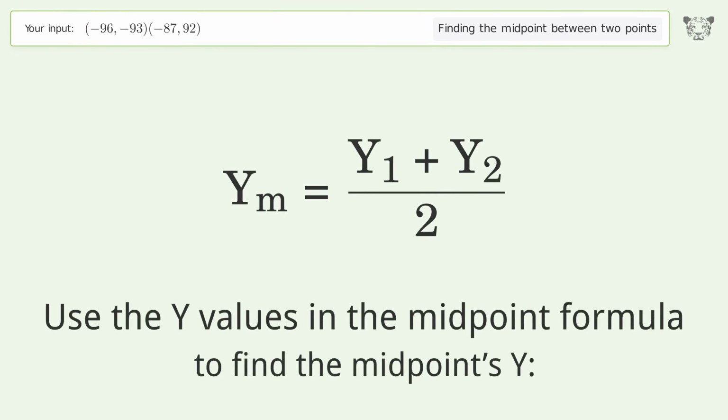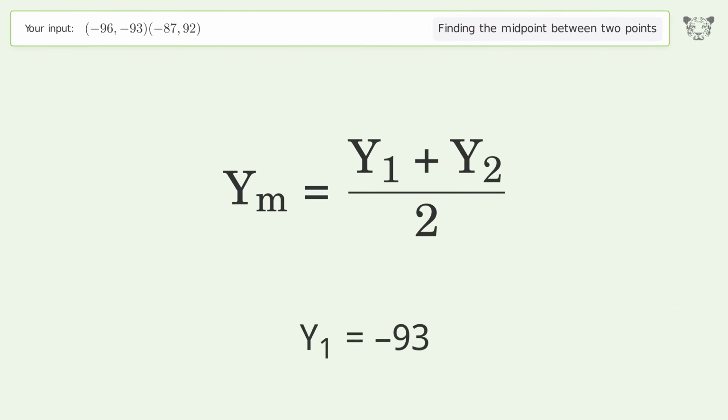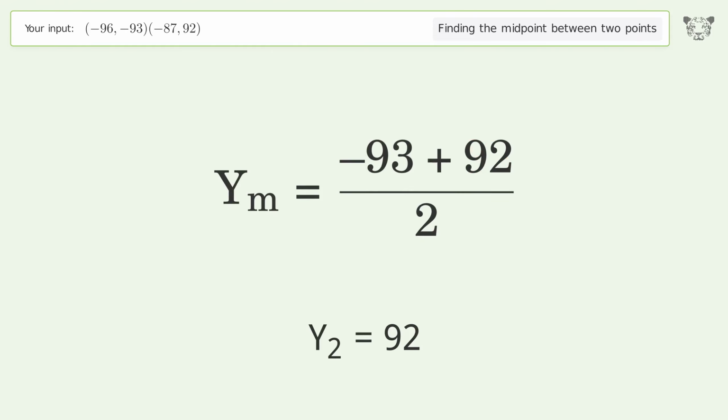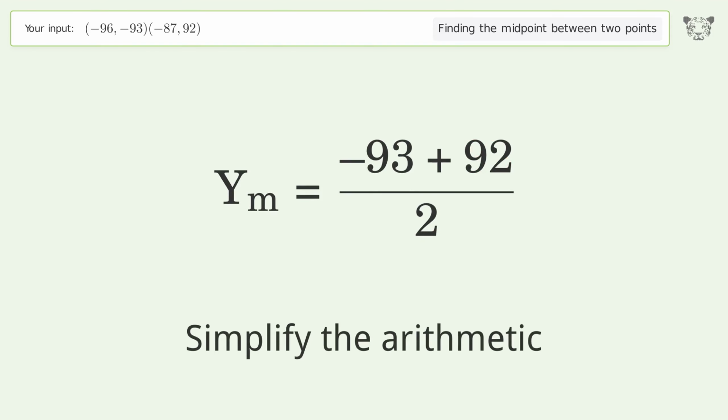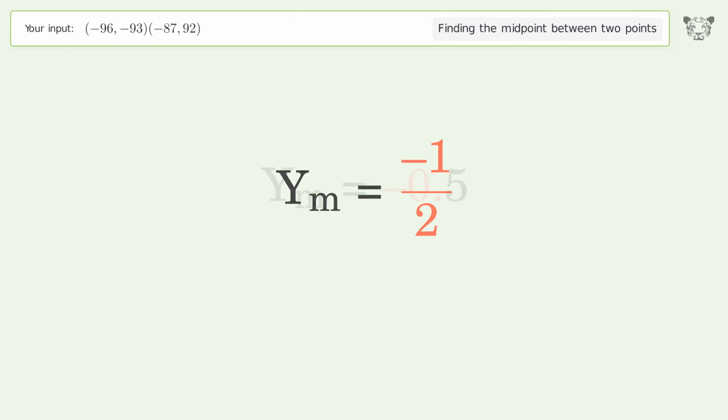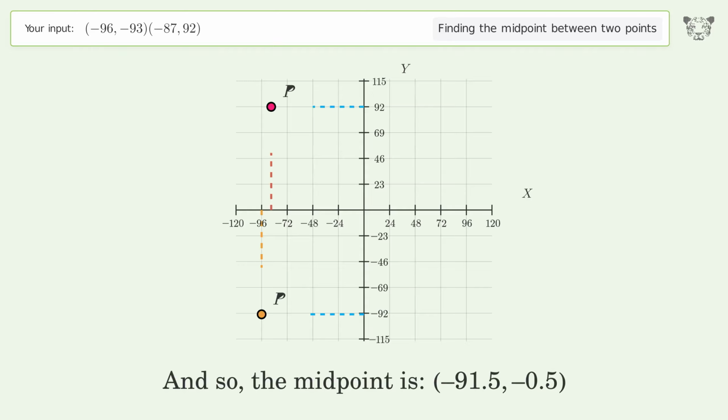Use the y values in the midpoint formula to find the midpoint's y. y1 equals negative 93. y2 equals 92. Simplify the arithmetic. And so, the midpoint is, negative 91.5, negative 0.5.